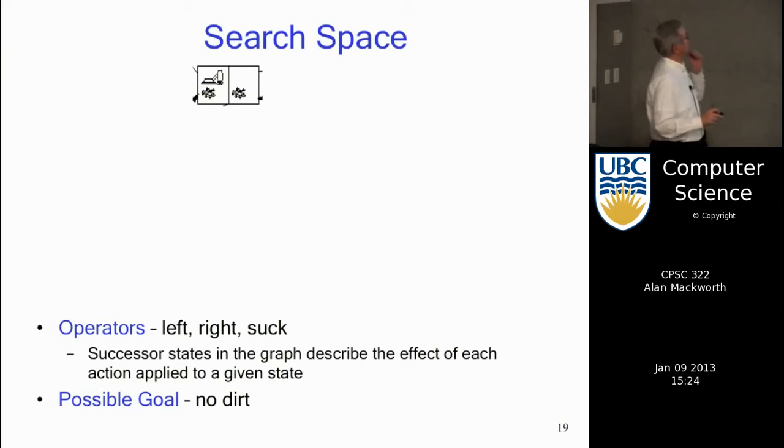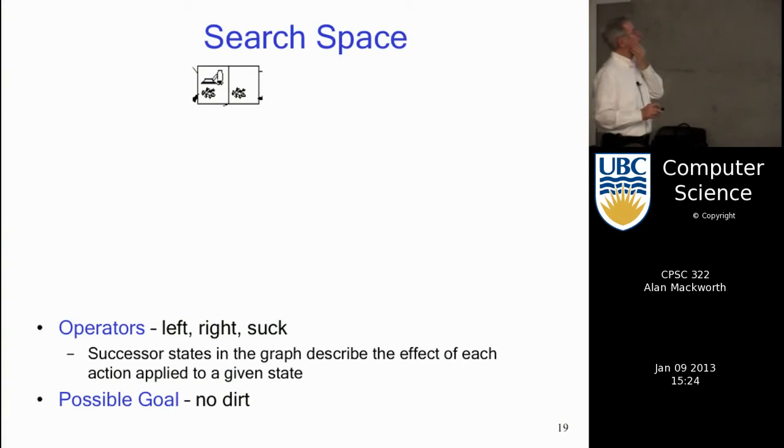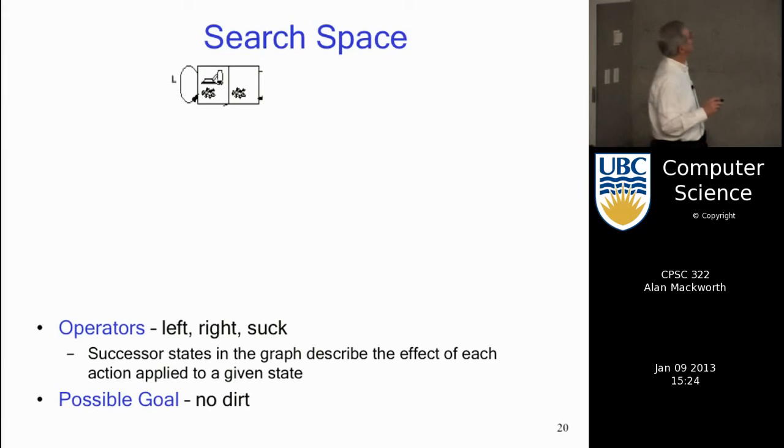Okay, so let's talk about the search space. What are the possibilities, given these operators, or as I say, that's a synonym for actions. You can go left, you can go right, you can go suck as the robot. And the successor states describe the effect of each action applied to each state. So there's the initial state. And if I go left, I'll hit the wall, so nothing will happen. But that's an action that returns me to this current state. I didn't say it had to be a different state. It can be a no-op, right? In this case, it would be.